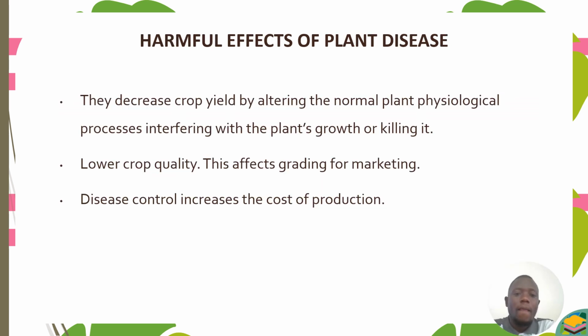Harmful effects of plant disease. They decrease crop yields. If the crops have been attacked by disease, just know that the yields will decrease, because diseases alter the normal functioning of plants, and later they kill the plants. So they lead to low crop yields, and also they lower crop quality. This affects the grading for marketing. Disease control also increases the cost of production, because the process of controlling the disease means the cost of production also increases.